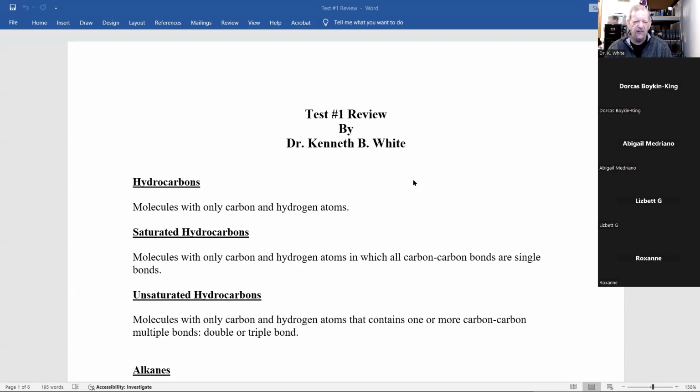Things you should know for test number 1. By the way, test number 1 will have no multiple choice. I don't like multiple choice. I hated them when I was a student. And it'll have 3 main parts or types of questions. One is general knowledge. Next, nomenclature, which is names. I'll go over a lot of that tonight. And finally, reactions.